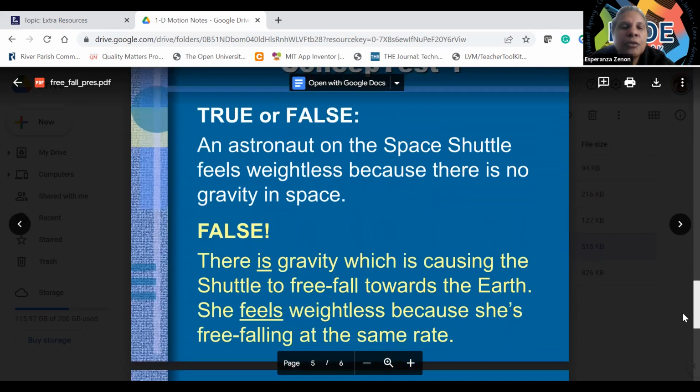So it says here, true or false: an astronaut on a space shuttle feels weightless because there's no gravity in space. That's absolutely false. There is gravity, and we will see when we study gravity deeper later on in this course that there's actually a force of gravity between everything in the universe. But it's because the astronaut is in a shuttle that is free falling, as they say, because she's free falling at the same rate as the craft or shuttle that she's riding in, which is also in free fall.